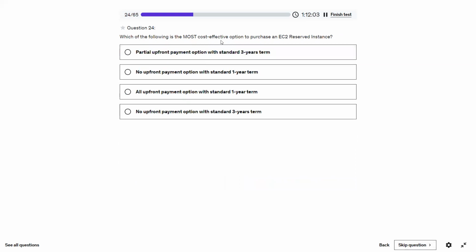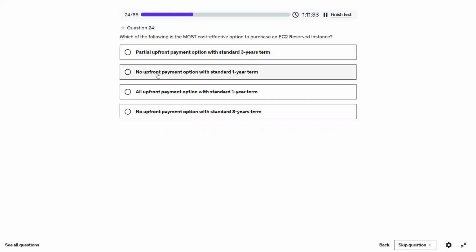Which of the following is the most cost effective option to purchase EC2 reserved instances? Reserved instances are generally for the long term. And what is the most cost effective, in which we will get more advantage? Partial upfront payment with standard three-year term, no upfront payment, all upfront payment, no upfront. Wherever it is written no upfront payment, that is totally wrong. No upfront payment means we are not giving any advance, so definitely we will not get much advantage.